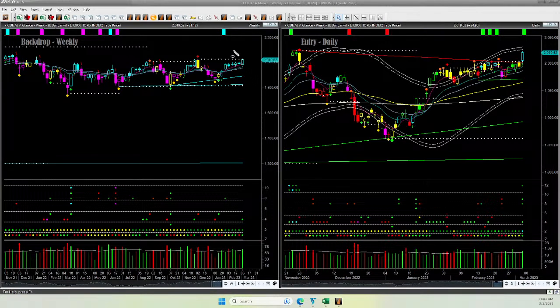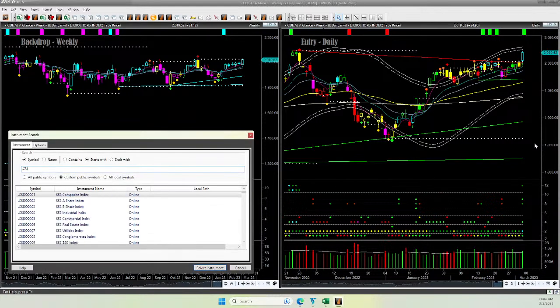Topix index, weekly, bullish. Last weekend I showed it was moving inside a range, consolidating the gain. Now it broke out of the trend line resistance. So it is telling us to buy using what kind of setup? Using a breakout setup. Japanese market also a buy.